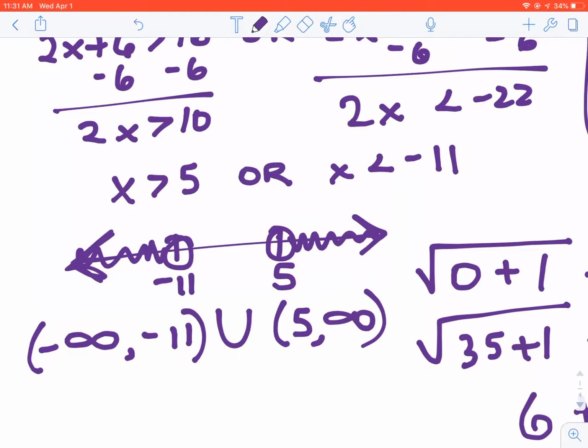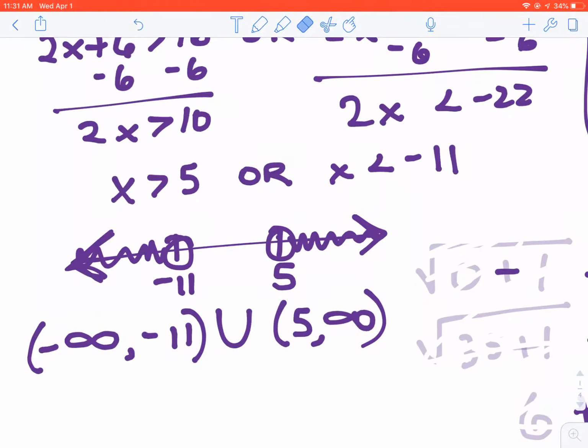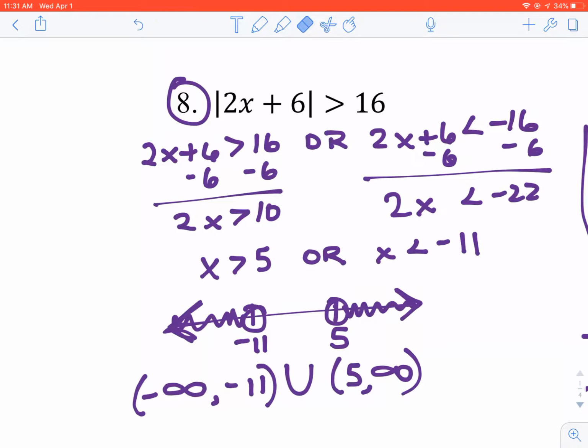I have now gotten into this other problem. Let me get rid of that so it declutters a little bit. Remember, with absolute values, there's always two kinds of answers.